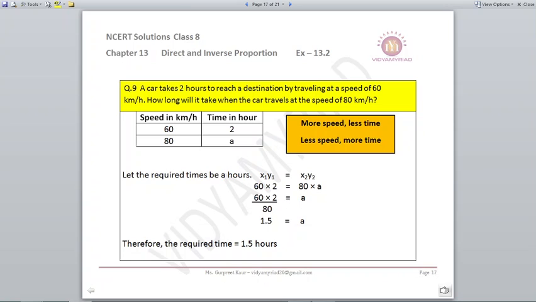So it is inverse proportion and I will multiply. So 60 multiplied by 2 is equal to 80 multiplied by A. So it comes out to be 1.5 hours. That will be the required time when the speed has increased from 60 to 80.